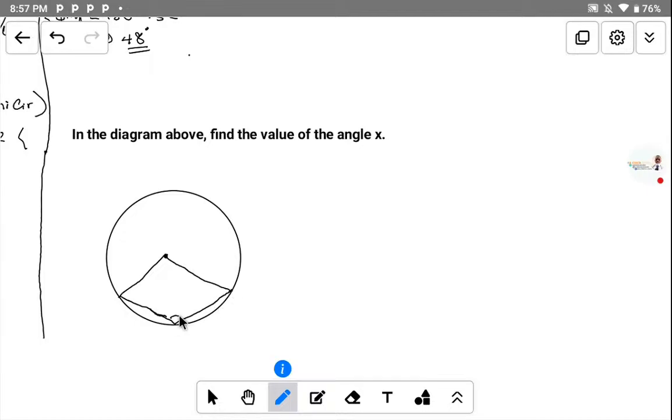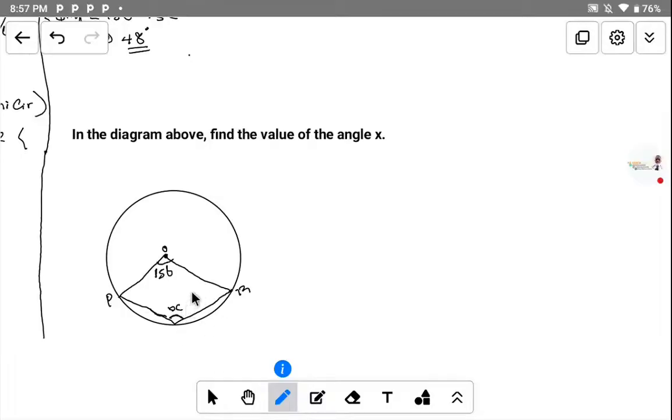This part here is given as S. This angle we have here is given as 156. Here is angle O, and P, we have R.